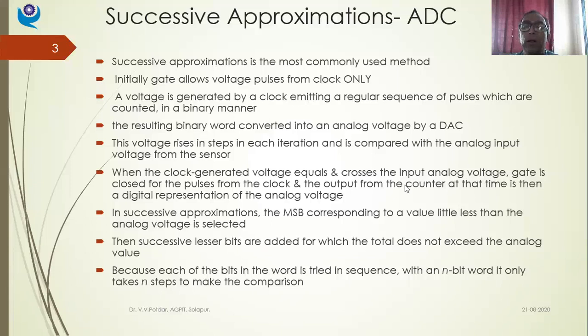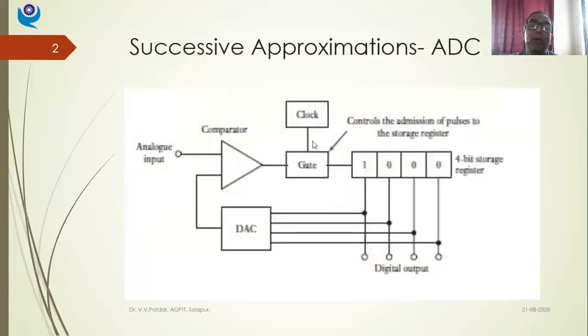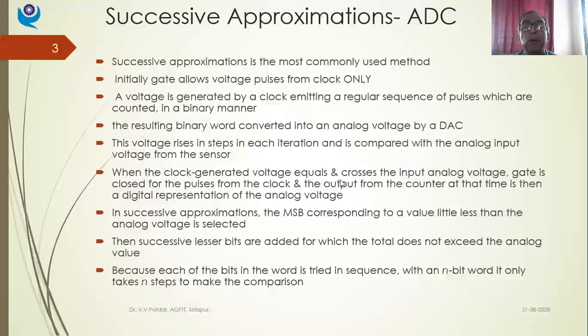And the output from the counter at that time is then the digital representation of the analog voltage. So when the clock generated voltage equals and crosses, this port is closed and this port is open. At that time, whatever the counter is showing will be the representation of my unknown analog signal.